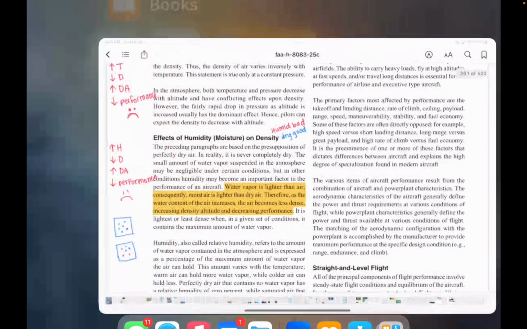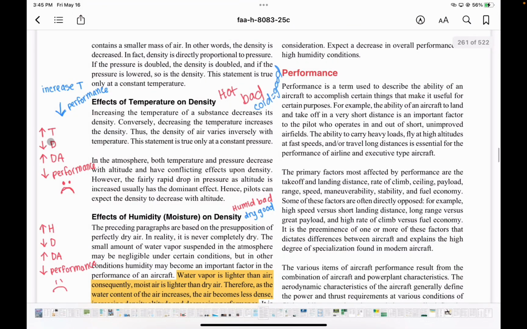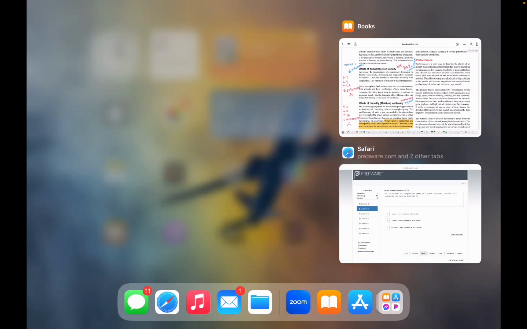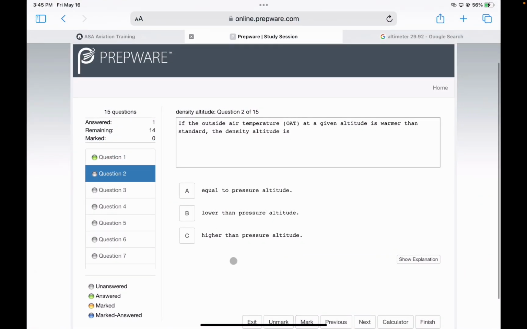We said, if you increase the temperature, then you lower the density. If you do that, then you increase your density altitude. So we have to find the answer that says increase.